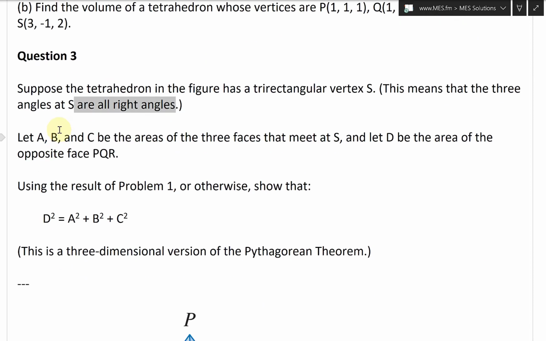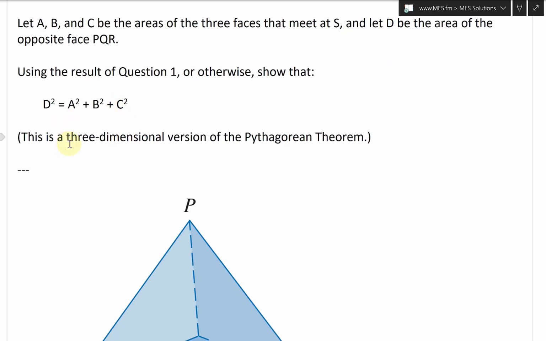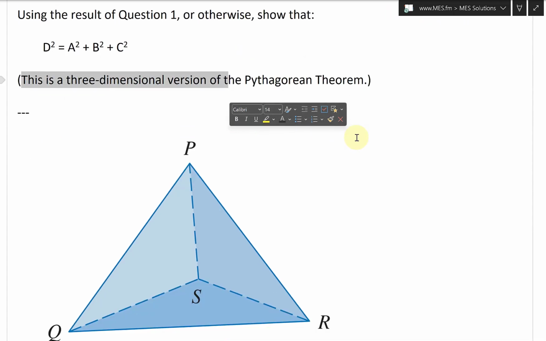So then it says, let A, B, and C be the areas of the 3 faces that meet at S, and let D be the area of the opposite face PQR. Then it says, using the result of question 1 (let's write this as question instead of problem, just because I wrote it that way), or otherwise, show that D squared equals A squared plus B squared plus C squared. And this is a note: this is a 3-dimensional version of the Pythagorean Theorem.